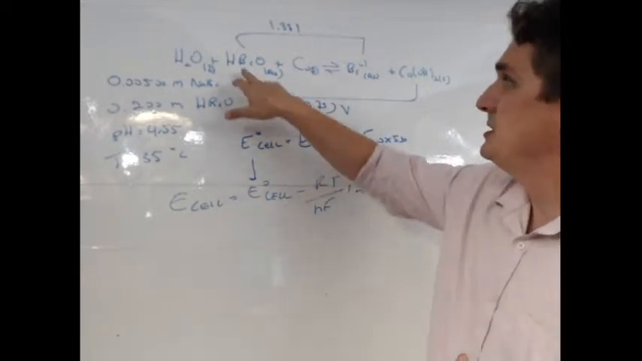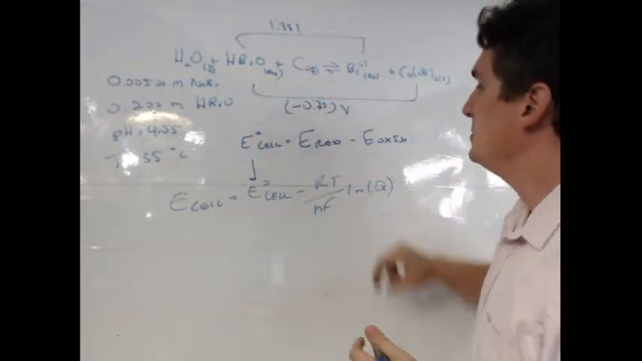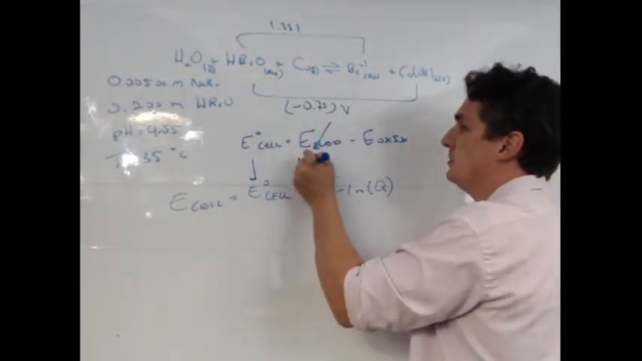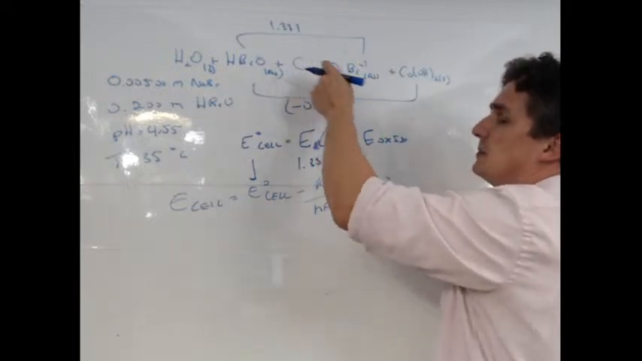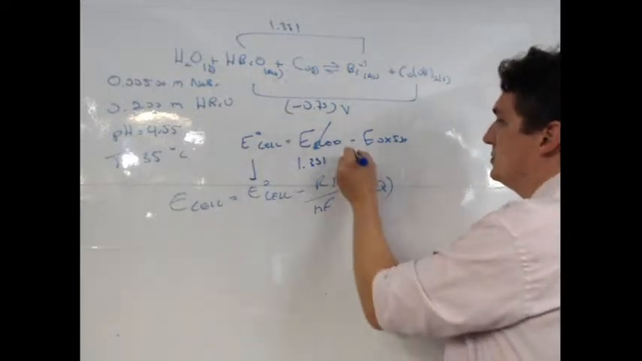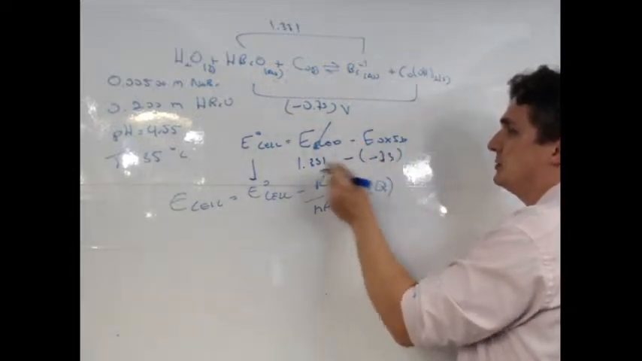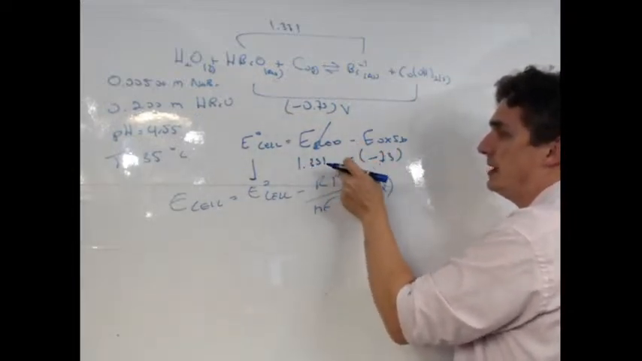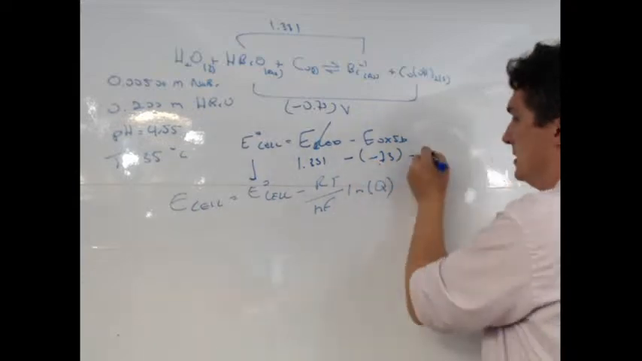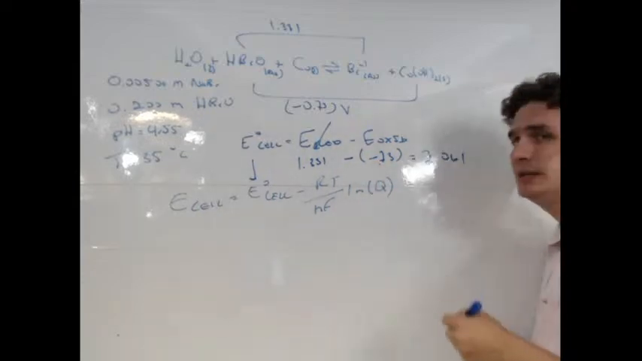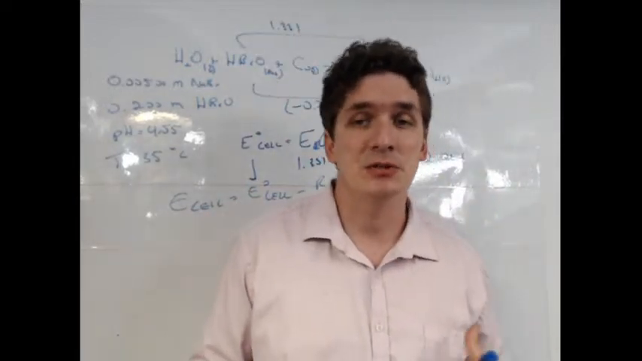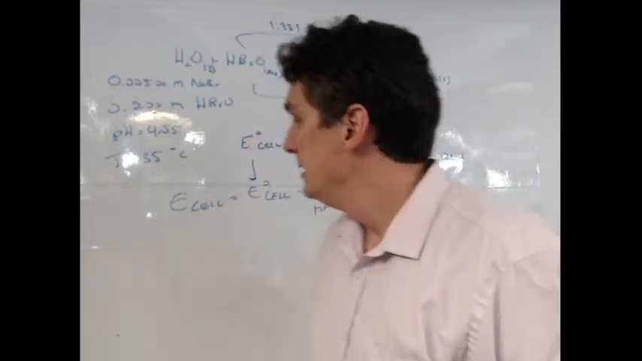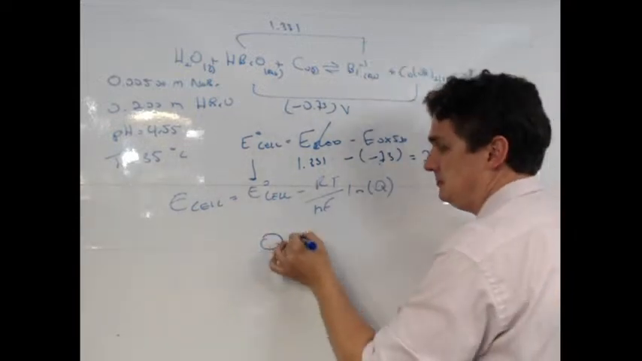The reduction reaction, we have bromine going from +1 to -1, so this is our reduction reaction, it's 1.331. Our oxidation reaction is cobalt going from 0 to +2, so it's minus 0.73. Negative minus the negative is going to give a positive, so it's 2.061, and it asks for it in terms of just 2 decimal points. So this would be 2.06 volts. Next thing we need is Q.